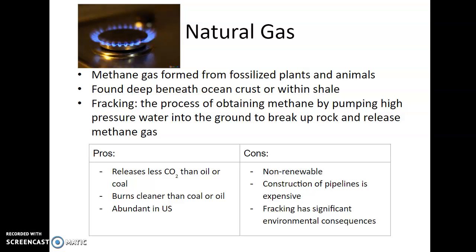And it's abundant in the US. There's tons of natural gas, tons of methane gas available. But cons, it's non-renewable. Construction of gas pipelines is really expensive, and fracking can be really bad for the environment.